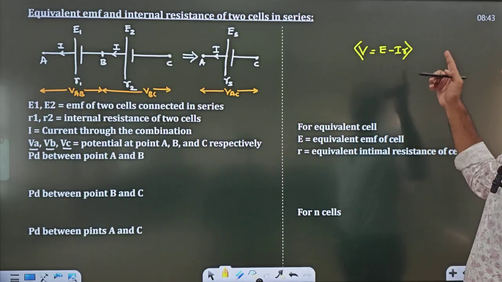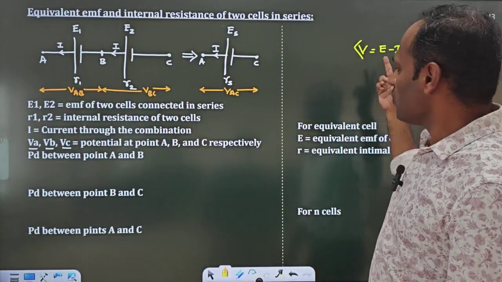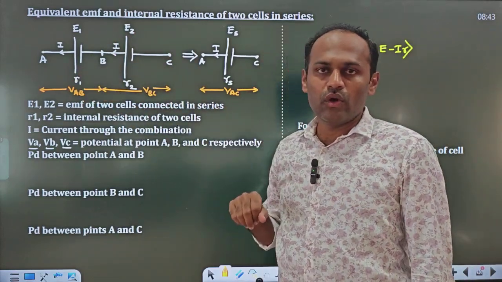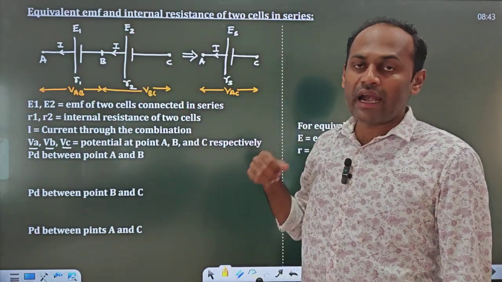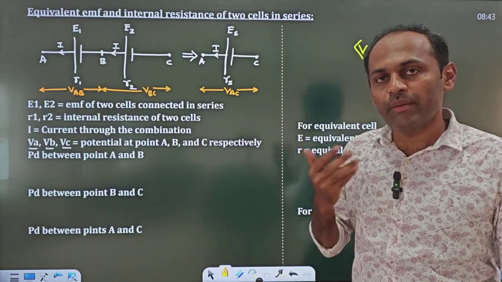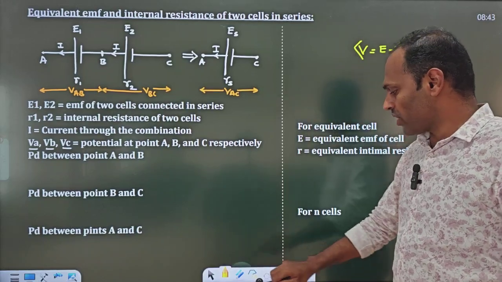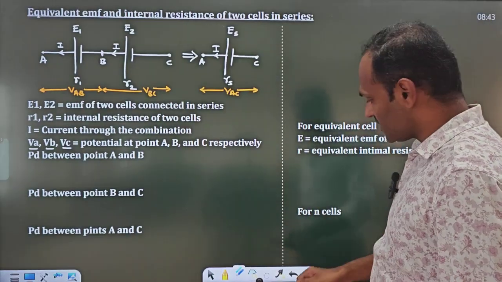Right, so the terminal potential difference formula: we have to apply it once for the first cell, once for the second cell, and once for the equivalent cell, and go on simplifying, and you will get the answer. Even in parallel combination we are going to use the same thing. So remember, terminal potential difference V is equal to E minus IR.